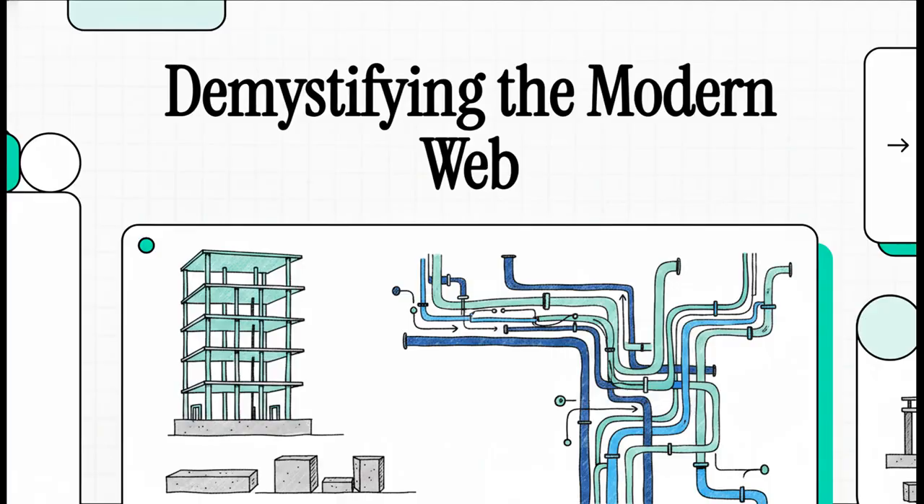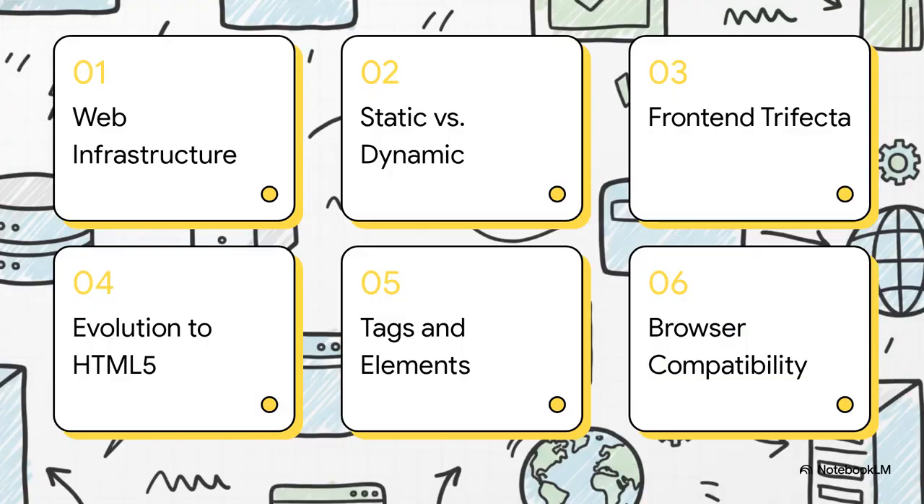demystified for you. Here's our syllabus for today. It maps out the core knowledge you need to fundamentally grasp how the web operates. We're covering the infrastructure of the web, static versus dynamic pages, the core front-end trifecta, the evolution to HTML5, understanding tags and elements, and finally, graphics and browser compatibility. All right, let's jump in.